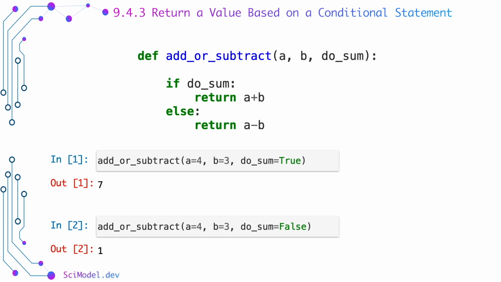In the first example, we set the value of a to be 4, and the value of b to be 3, and the doSum variable is set to true. As you can see in the output of the code, the resulting value is 7, which means that the return a plus b is the one that was accessed in the if-else statement. In the next example, a and b have the same values, but the doSum value is set to false. Therefore, the second return is accessed and the output result is 1.